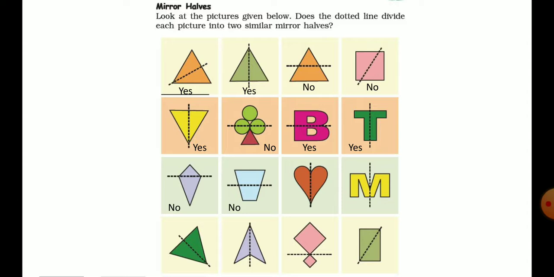This heart is divided equally into two similar halves. So our answer is yes. Capital letter M is also divided into two similar mirror halves. So our answer is yes. Next, this triangle is also divided into two equal parts. So our answer is yes.